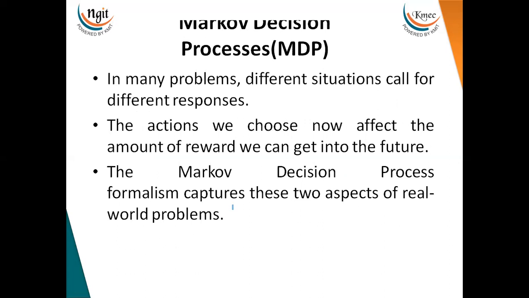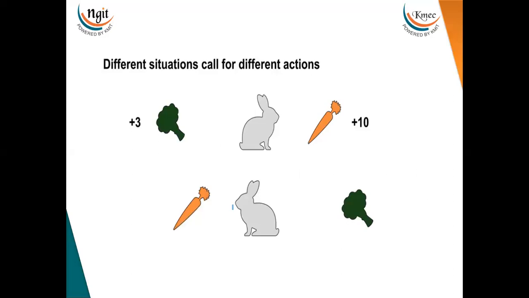So what we are doing in the MDP is looking at how the action that we are taking in the current state affects the future state and the reward that we are trying to find out. Now, in this example, we have a rabbit. The rabbit may eat broccoli or carrot. When he eats the carrot, he will get a reward of plus 10. And when he eats the broccoli, he will get a reward of plus 3.